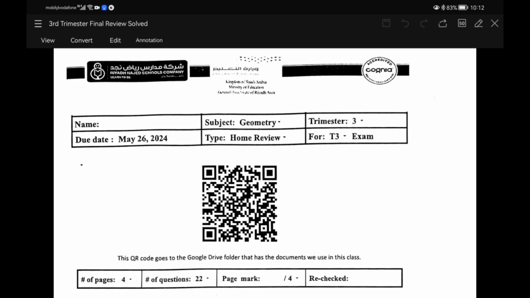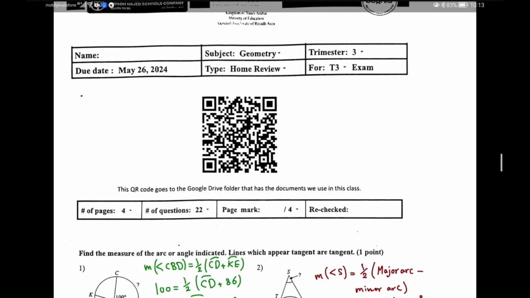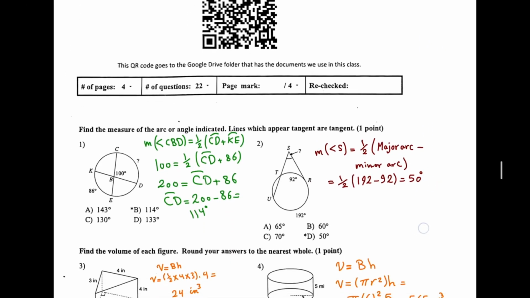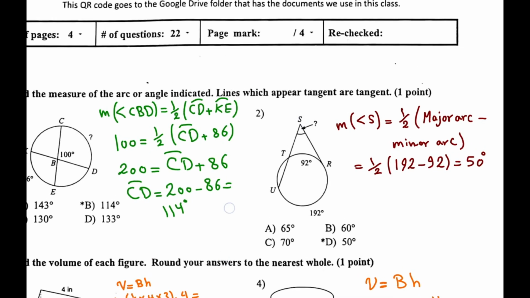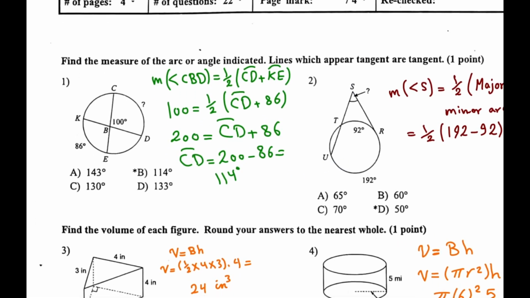This is the second part of our revision for the third trimester final exam, geometry final exam for grade 10. Let's get started with number 1. Find the measure of the arc or angle indicated. Lines which appear tangents are tangents. Look at that example.